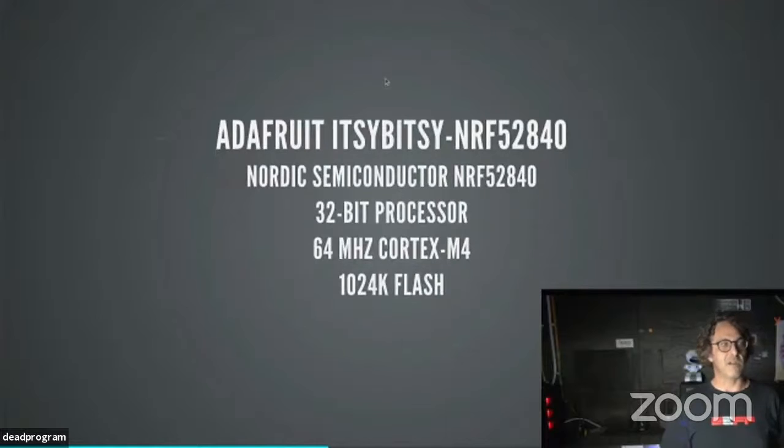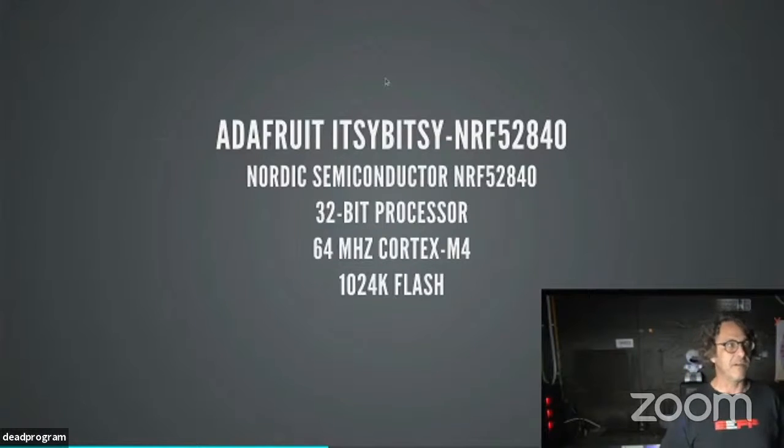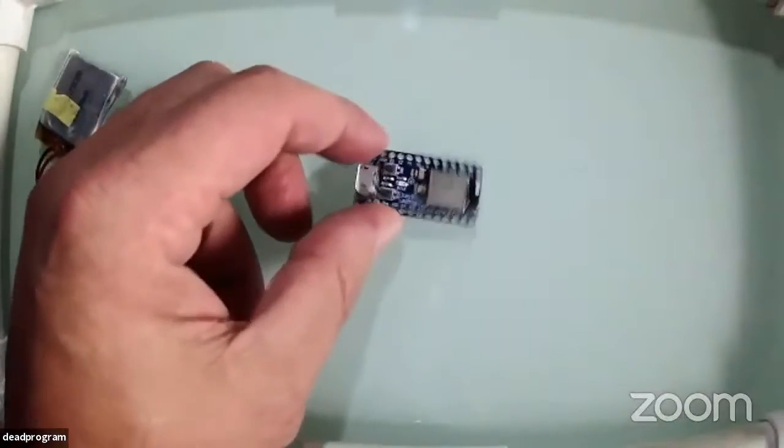So we're going to start with a demonstration that uses the Adafruit Itsy Bitsy NRF 52840, which is a Nordic Semiconductor NRF 52840 chip with a 32-bit processor. It's a 64 megahertz ARM Cortex M4, and it has about 1024K of flash memory. So let's take a quick look at our, here is the Itsy Bitsy.